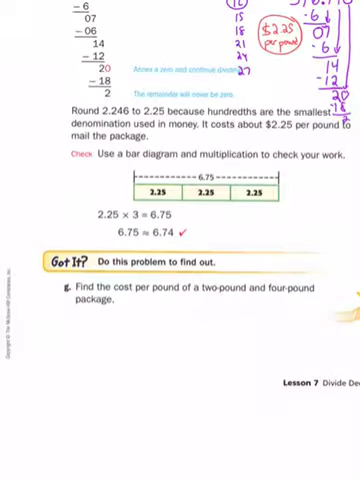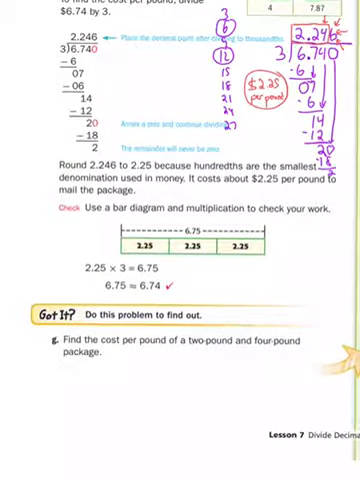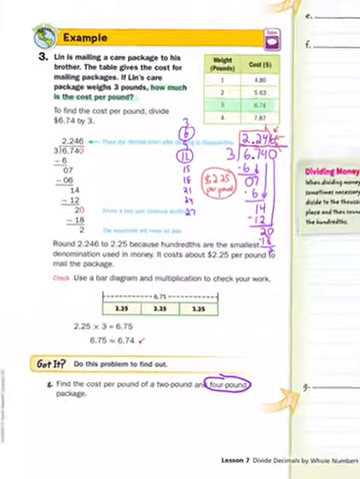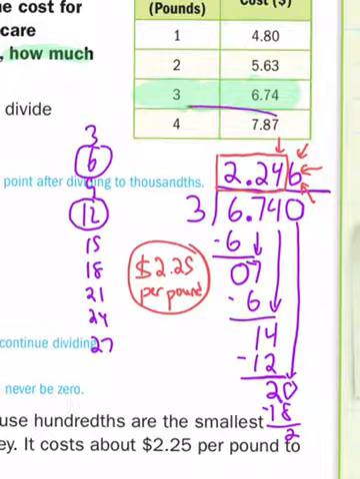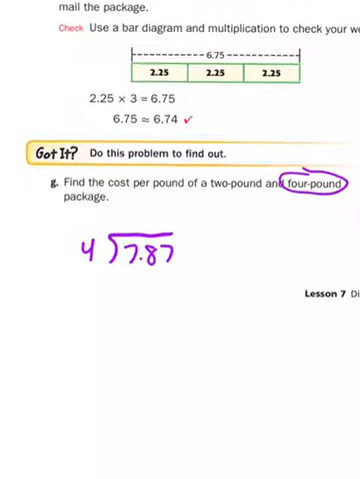Okay. So now G is the last one we're going to do here. It says find the cost per pound of a 2-pound and a 4-pound package. We are just going to do the 4-pound package. So if you look back up at the chart, a 4-pound package cost $7.87. So here's what I want you to do. I want you to do $7.87 divided by 4. Remember, money, you're going to have a dollar sign and 2 digits after the decimal. So you don't have to go very far in this problem. All right, pause the video and get started. Restart the video when you're done.